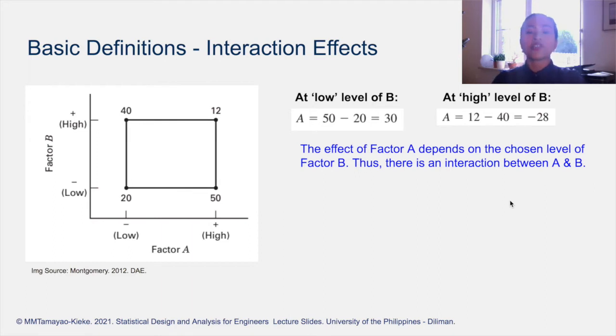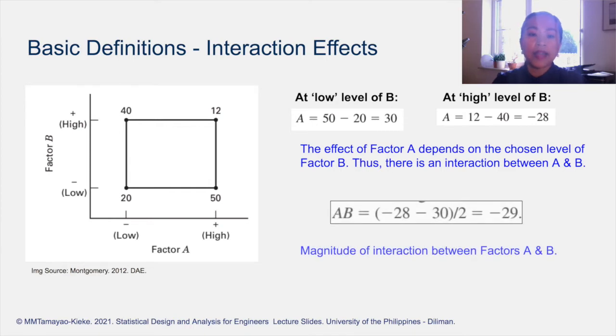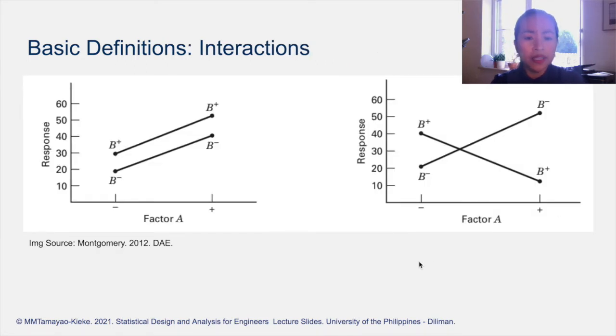Now, what is the magnitude of the interaction between factors A and B? We can compute this by getting the average difference of the effects for either factor. Using the numbers for factor A, we get the magnitude of the interaction by getting the average difference of negative 28 and 30. This turns out to be negative 29. You should get the same number if you get the average difference of the effects of factor B instead. Now, considering the magnitude of the main effects, the interaction effect in this example is significant.